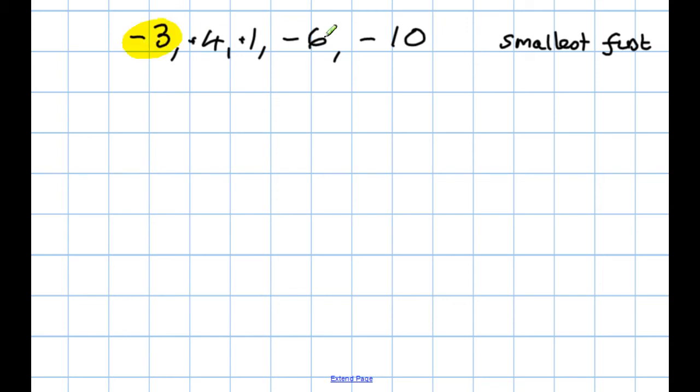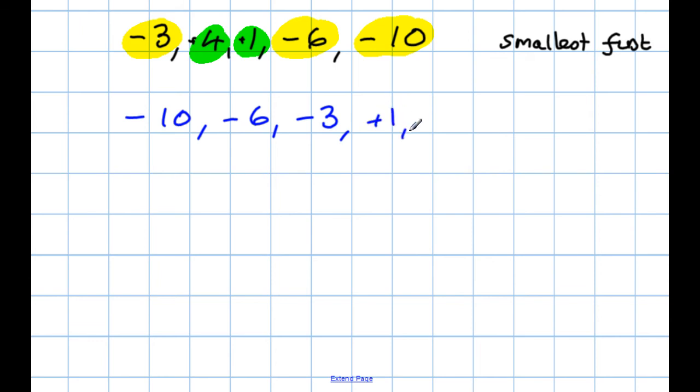Look at the negative ones first. Now, the bigger the number to the right of the negative sign, the smaller it is. So our smallest number is minus 10. Then it's minus 6, then minus 3. Now, the last two we've got left, plus 1 and plus 4, shouldn't be a problem, should they? Plus 1 is smaller than plus 4 being the largest. So there they are in order.